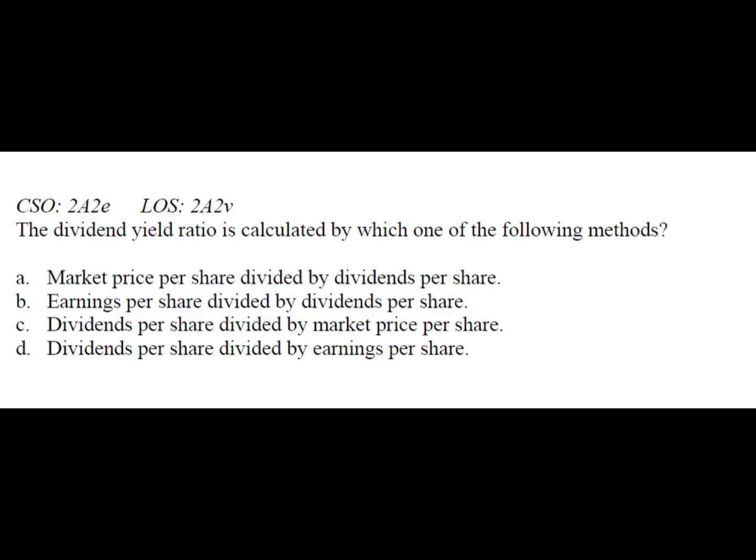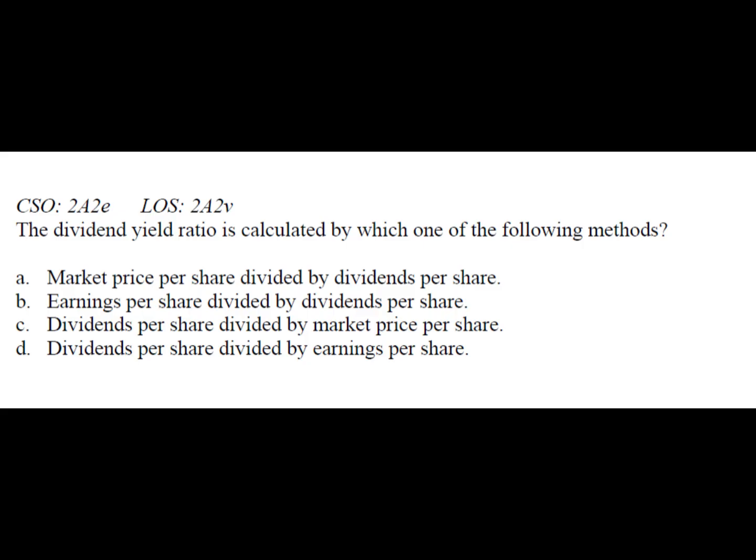B. Earnings per share divided by dividends per share. Incorrect. This compares earnings to dividends and is not the dividend yield ratio. C. Dividends per share divided by market price per share. Correct. This is the standard formula for the dividend yield ratio, measuring dividend income relative to the stock's market price. D. Dividends per share divided by earnings per share. Incorrect. This is the dividend payout ratio, not the dividend yield ratio. Correct answer, C. Dividends per share divided by market price per share.